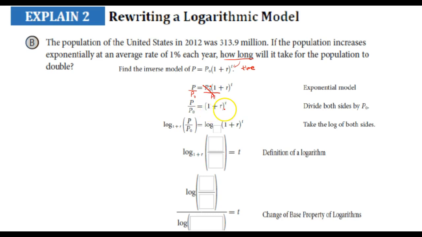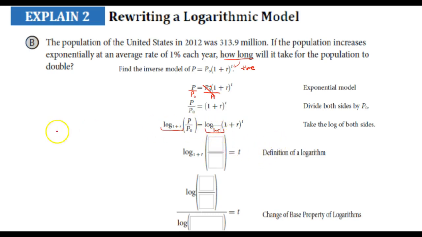Next thing we're going to do is write our log. Since we took log base 1 plus r of both sides, we're going to write this as log base 1 plus r. Whatever we do to one side, you have to do the same thing on the other. After that, we're going to write the definition of a log.